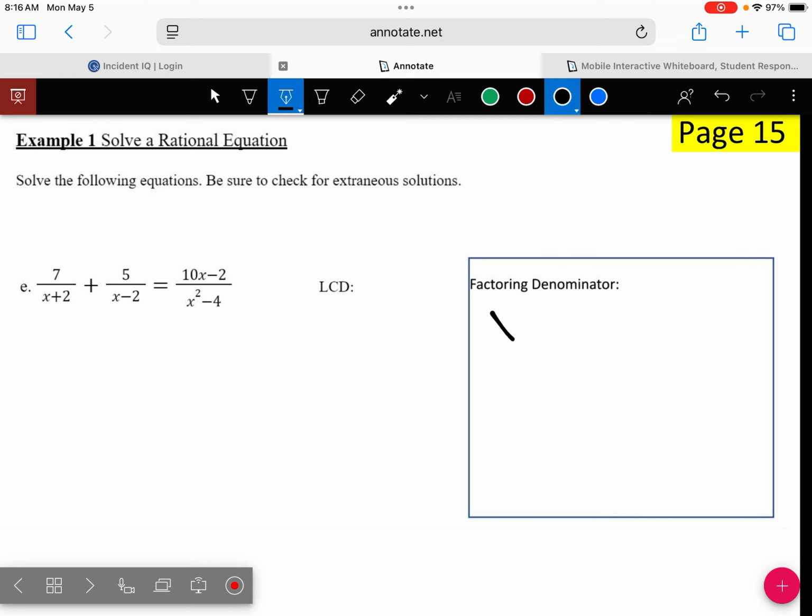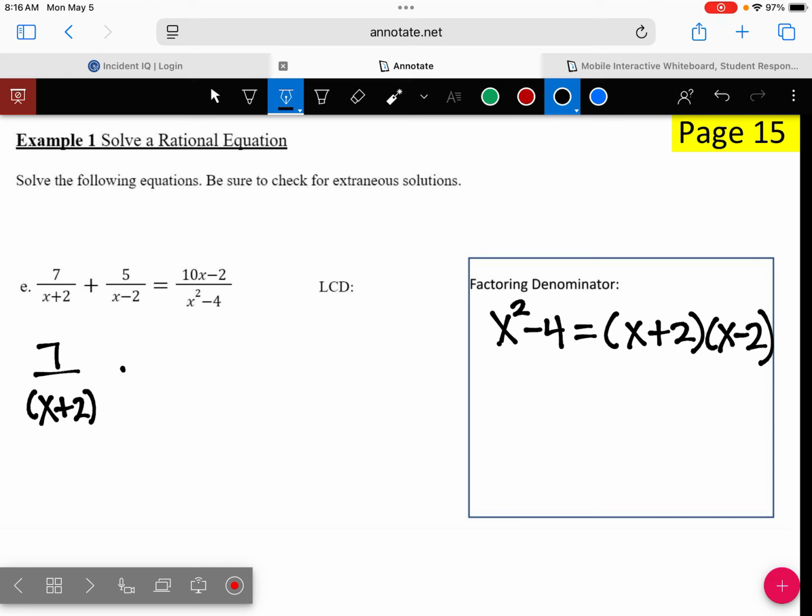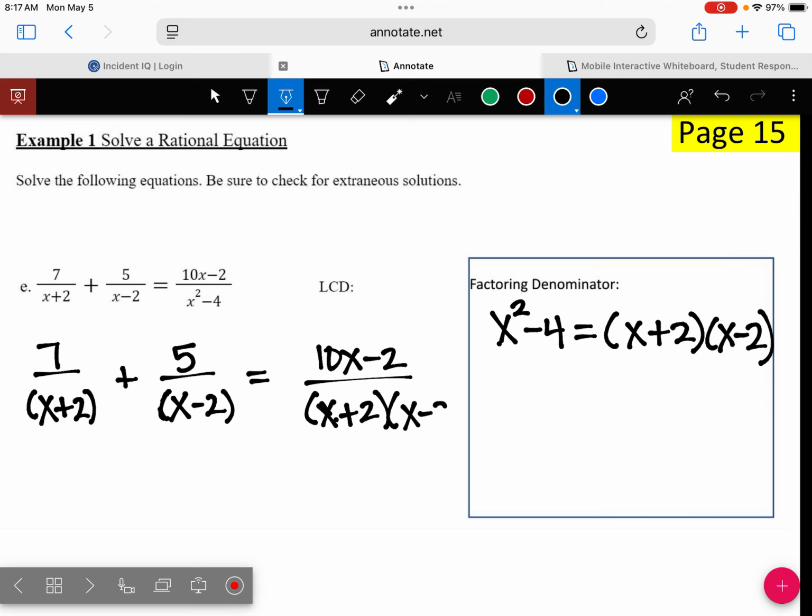So we have x squared minus 4, which factors down to x plus 2 and x minus 2. So I'm going to rewrite it. You don't have to, but I'm going to rewrite it just so I can have a little bit more space. So this is what we have after you factor down that last fraction.